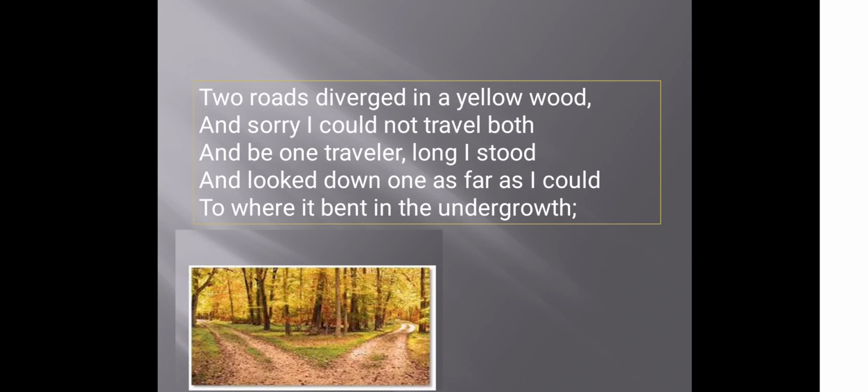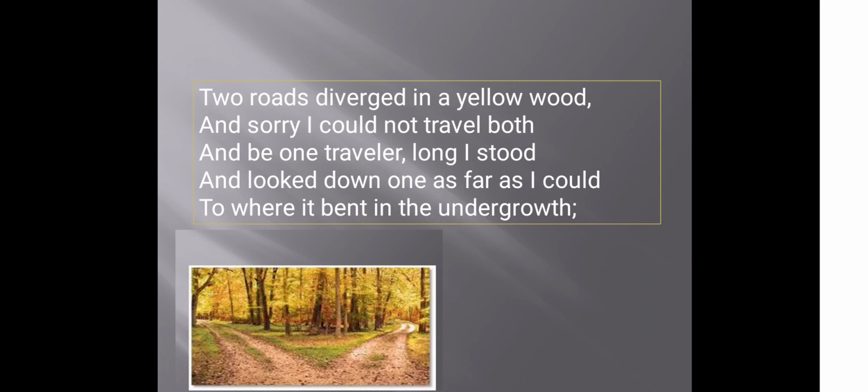So in the first para, the poet is telling us that he was walking in a forest, in a yellow wood, and there two roads were diverging. And as we know, a person cannot travel both of the roads at a single time. So he was very confused about what he should do, because he was new to that place and he did not know which road would lead him where.